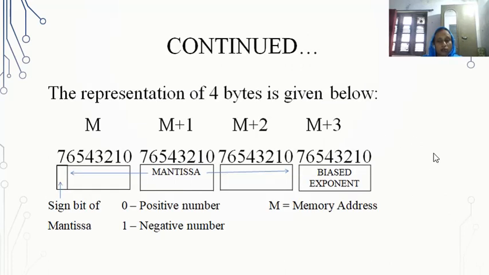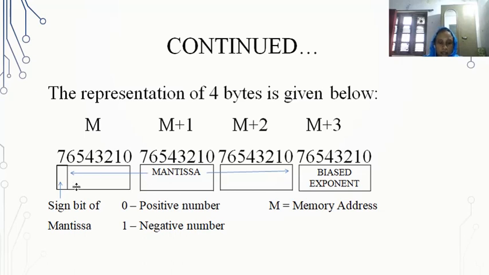So we have to check what a biased exponent is. Before that, I am showing here the 4 bytes of memories. See, M represents memory. We already discussed that we need 4 consecutive memories. First memory is M, then M plus 1, M plus 2 and M plus 3. So there are 4 memories. Each memory has 8 bit capacity, okay, 1 byte. So 7 to 0 represents the 8 bits of the memory M, M plus 1, M plus 2 and M plus 3.